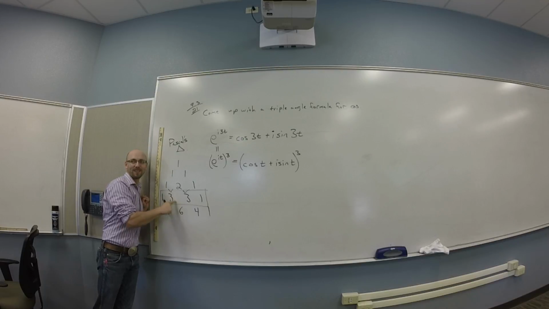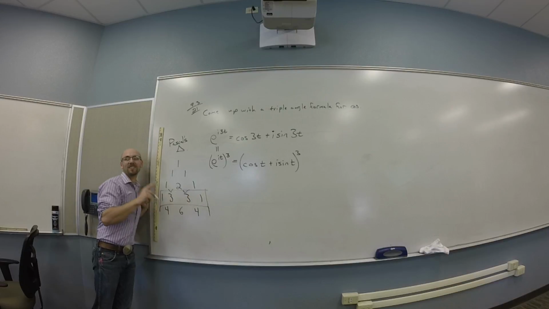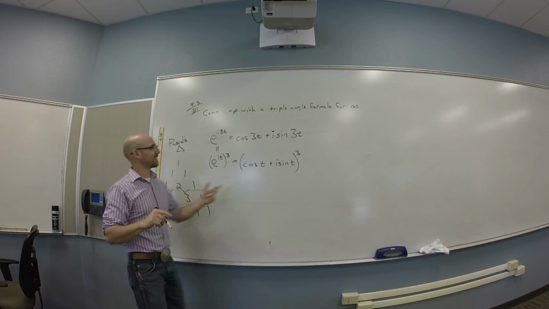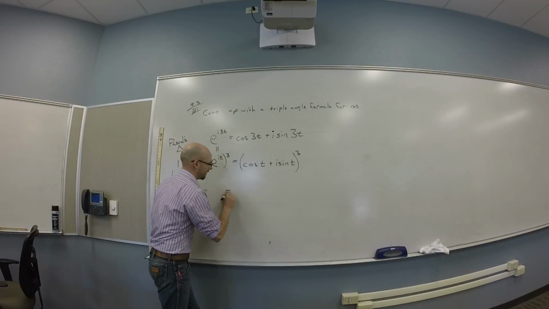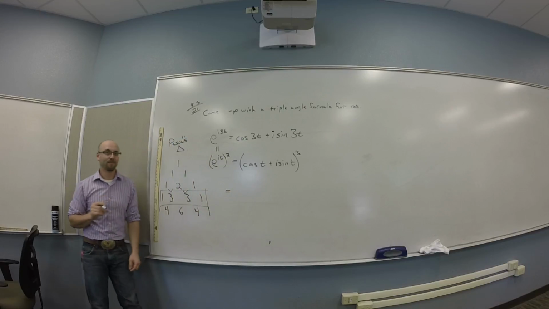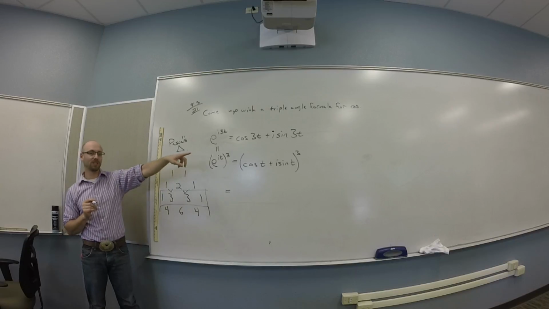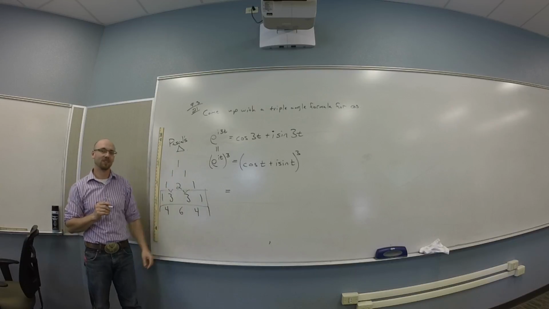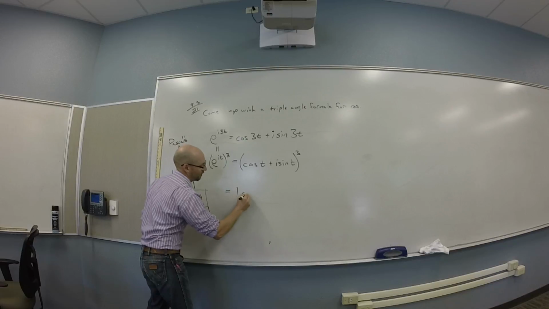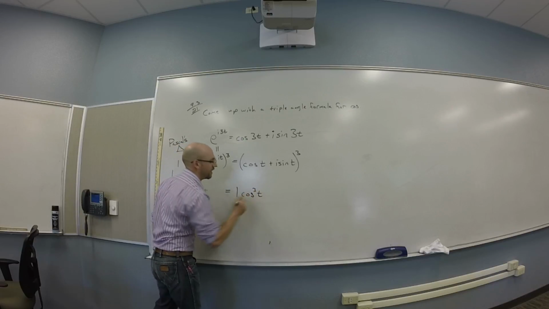So I need the row with 3s. All right, so I have 1, 3, 3, 1. What I need to do is FOIL this sucker out. The way I do that is the first thing is going to be the firsts of all those things together. So that's going to be a 1 cosine cubed of t.